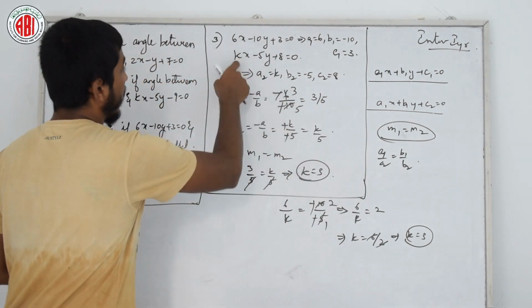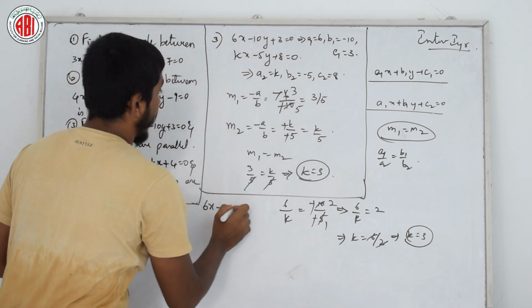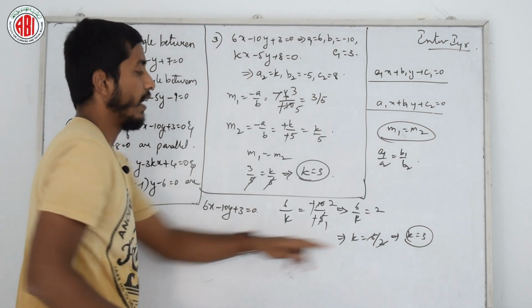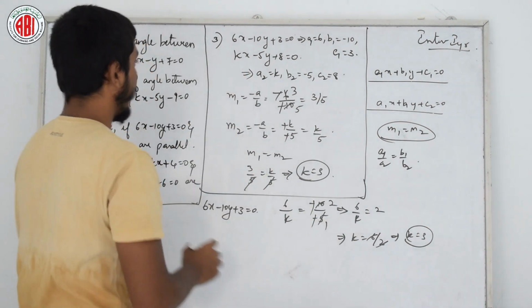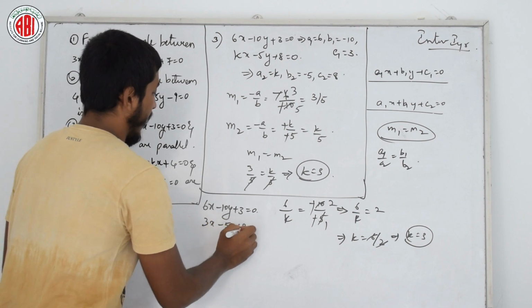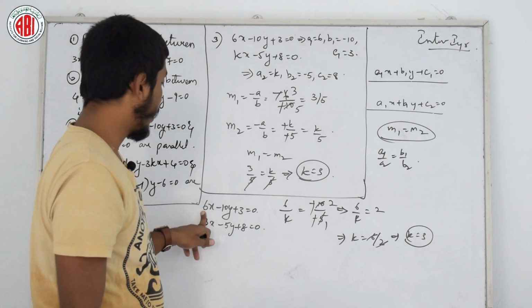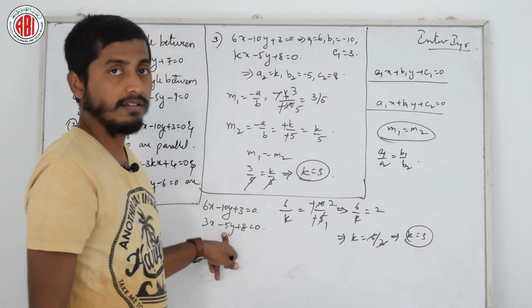See here. Let us write the first equation. What is that? 6x minus 10y plus 3 is equal to 0. Let us write k is equal to 3 in this. What will it become? 3x minus 5y plus 8 is equal to 0. Are these both same? See here. Here it is 6 and 10. Here it is 3 and 5.